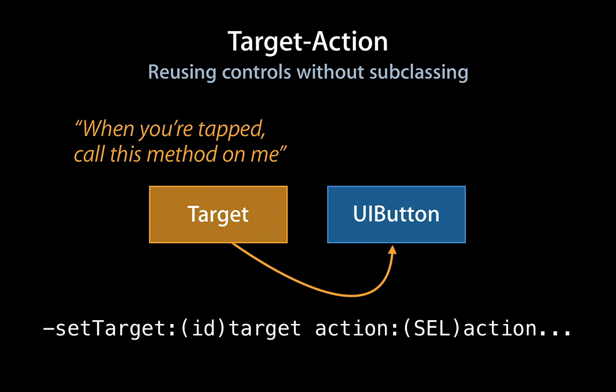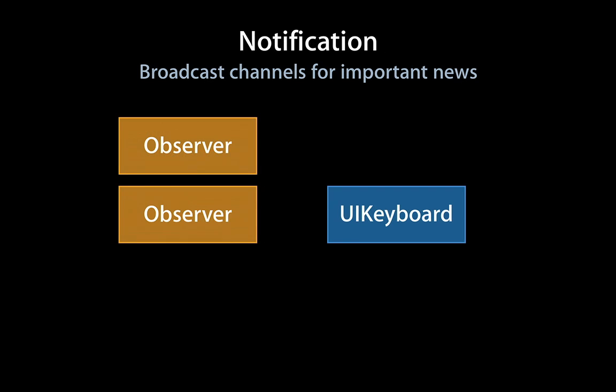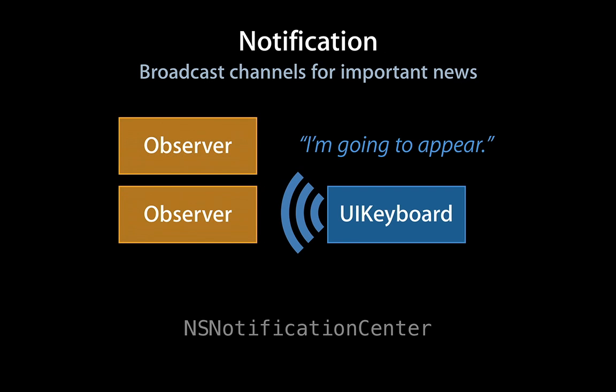Okay? So again, target action. Something that's very common. Another that's common is the notification. This is used in the keyboard. When the keyboard comes up onto the screen, of course, you don't have control over that. That just happens when the system detects that text entry is going to happen.